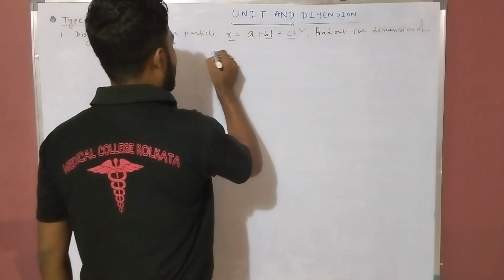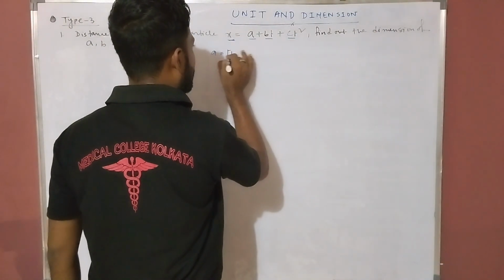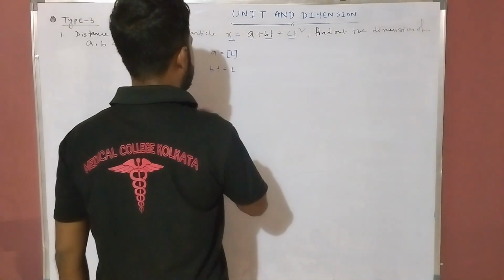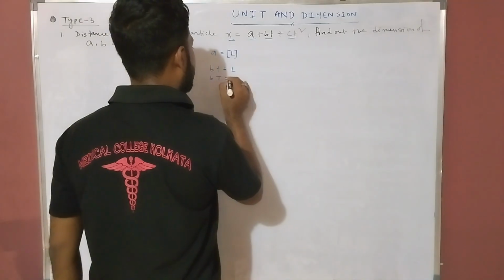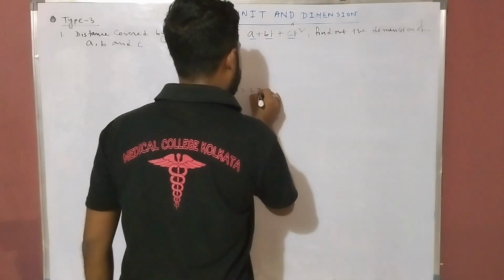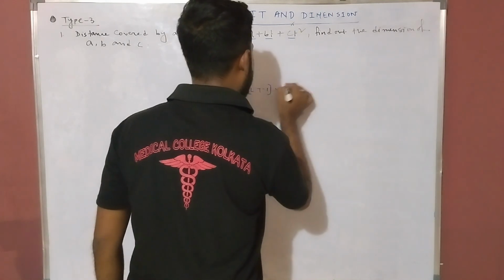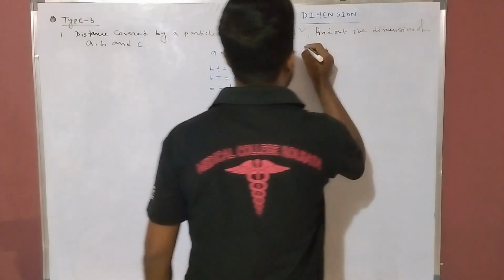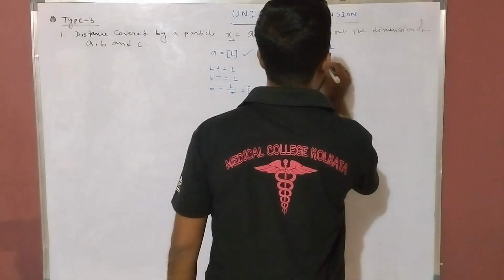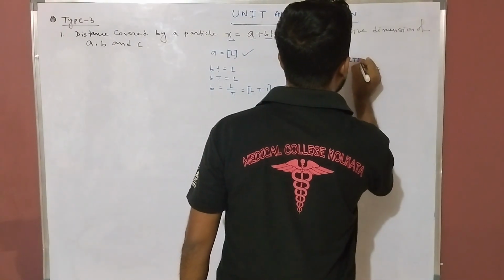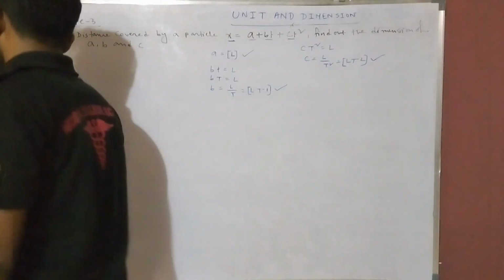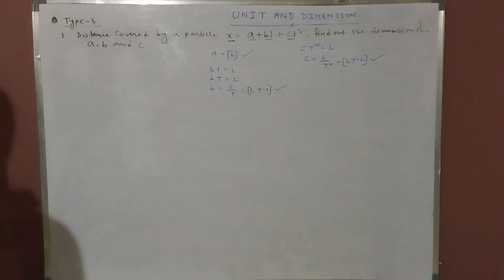So we can say a is equal to distance, means dimension will be L, and bt is also distance, so dimension L. Now t is equal to time T, so b is equal to L by T, L T to the power minus 1. This is the dimension of b, and ct square is also L, so c is equal to L by T square, L T to the power minus 2. This is the dimension of c. Very easy. Understood?